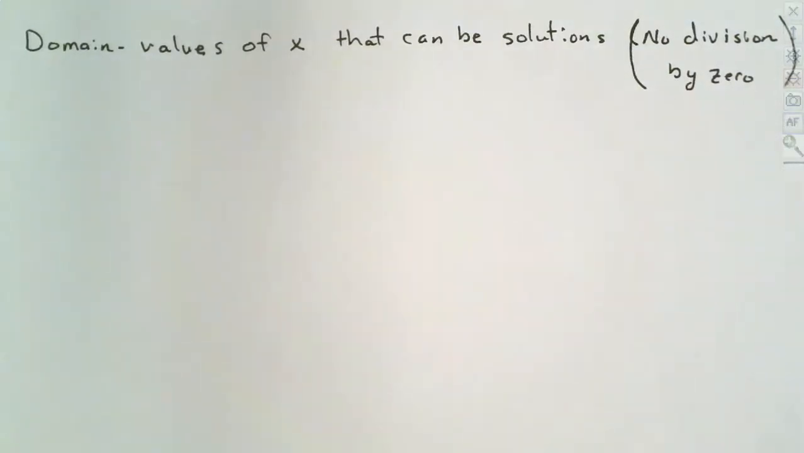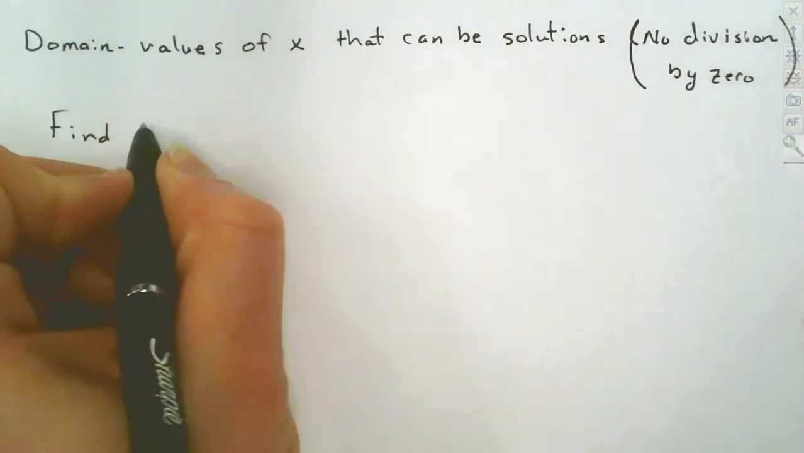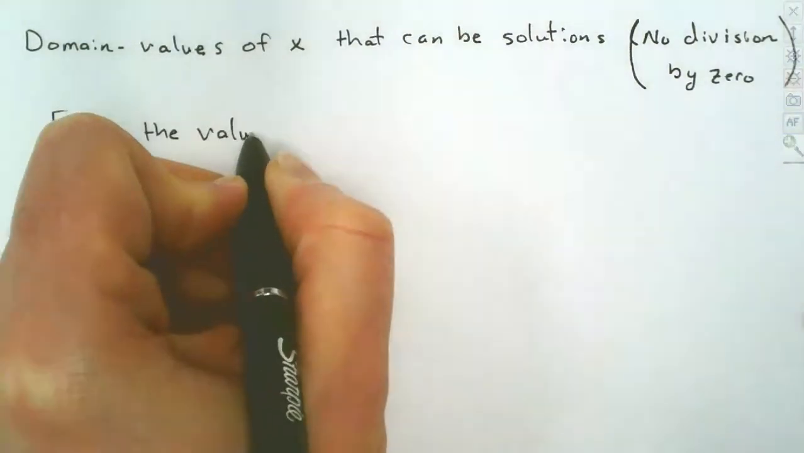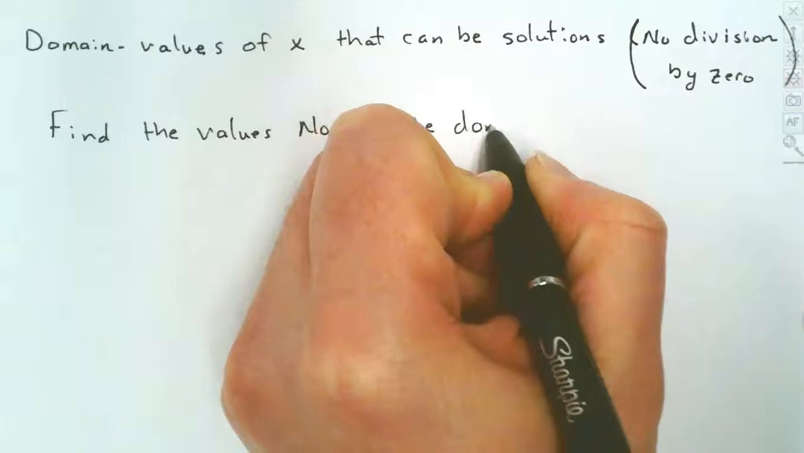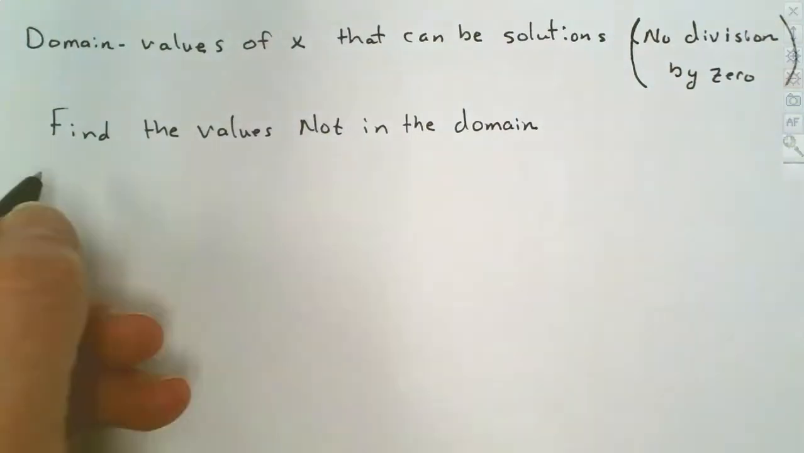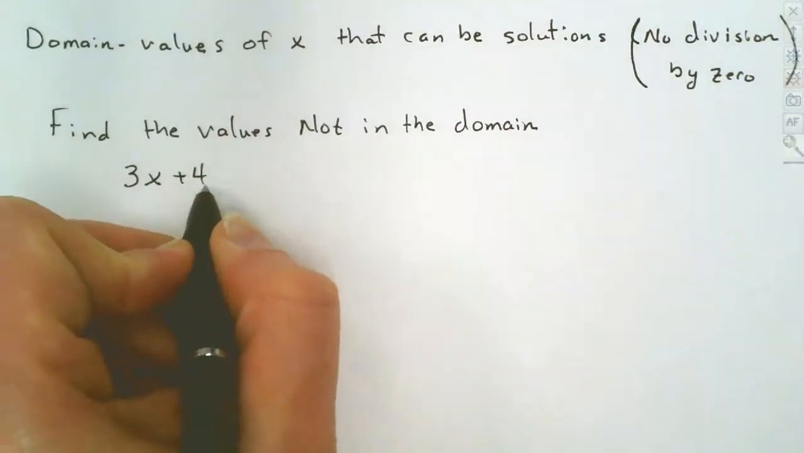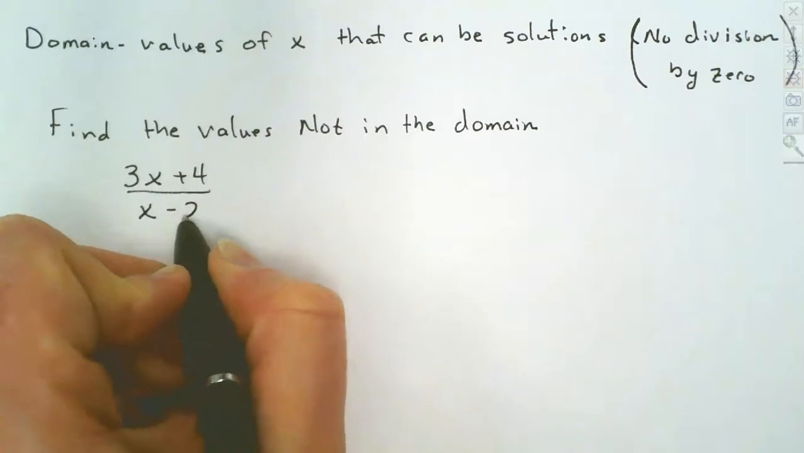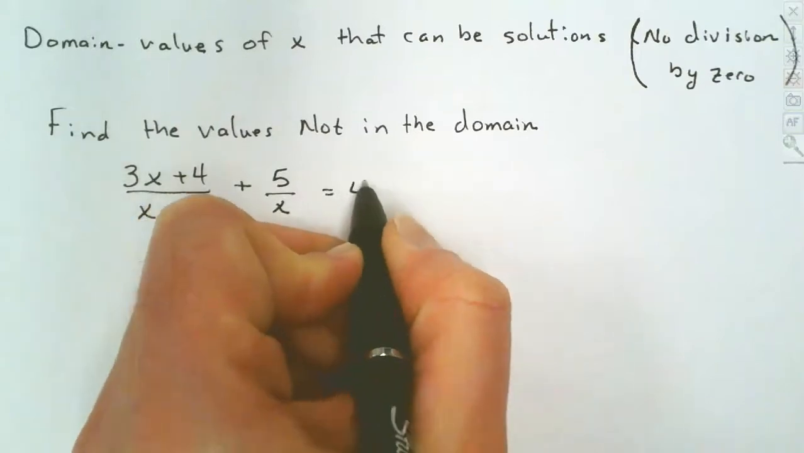So I'm going to give you some fractional equations, and we're going to talk about what values are not in the domain. So these are going to be finding the values that are not in the domain. So we're going to start with this one. So let's say I give you 3x plus 4 over x minus 2 plus 5 over x equals 4.